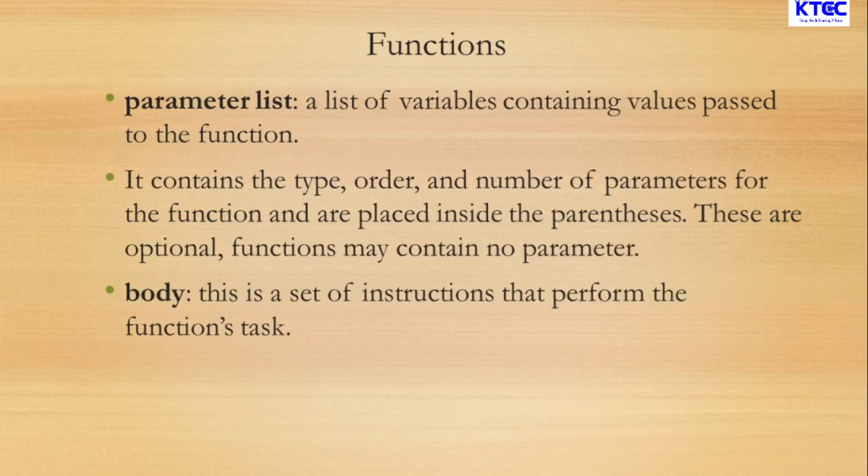Now, what is the parameter list? I've already explained what the parameters are. These are the list we define for our functions, which in turn are going to be replaced by what? Arguments. You know what I'm talking about. So it contains the type, order, and number of parameters for the function and is placed inside the parentheses. So they are optional. Functions may contain no parameter.